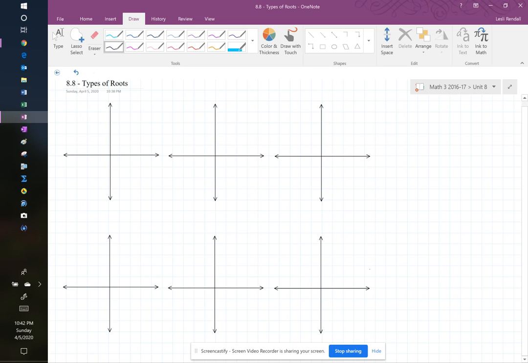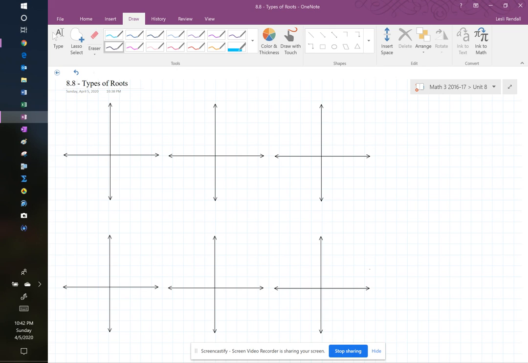Welcome to another Screencastify video where we're going to be looking more into our polynomial functions. So tonight we're going to look at the types of roots that we can have.